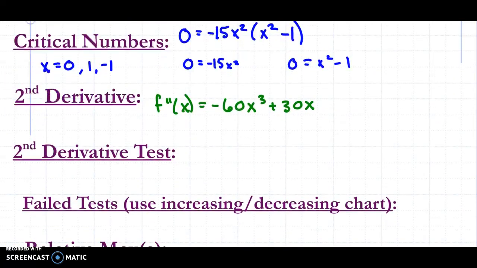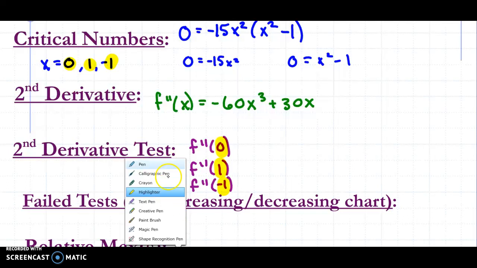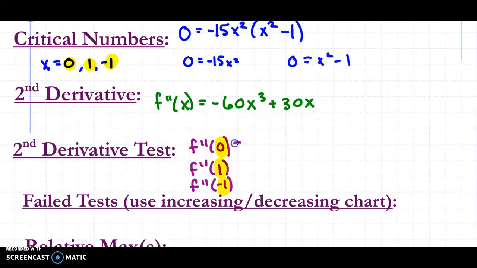So, let's figure it out. Let's figure out what is f double prime of 0. We want to know what f double prime of 1 is, and f double prime of negative 1. Again, why are we choosing these numbers? Well, these are our three critical numbers, and we want to know if it's positive or negative at these critical numbers. So, plug this into my derivative.